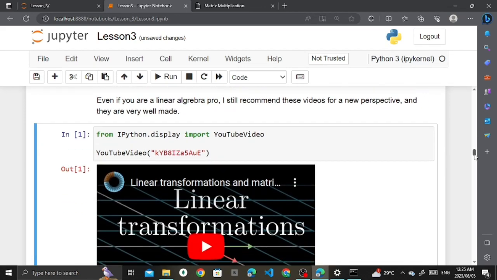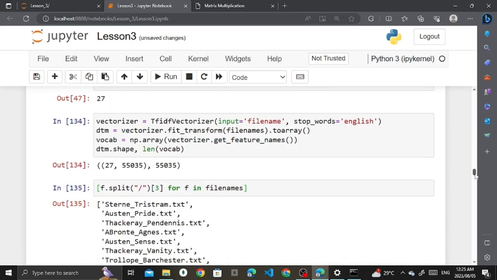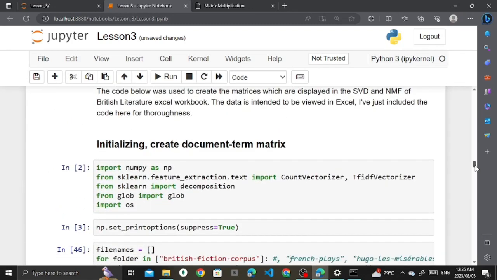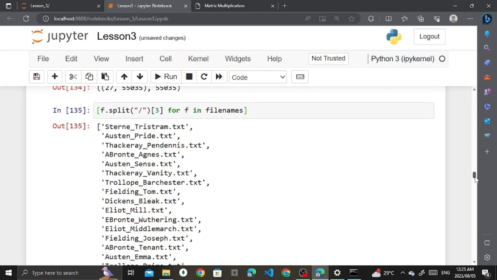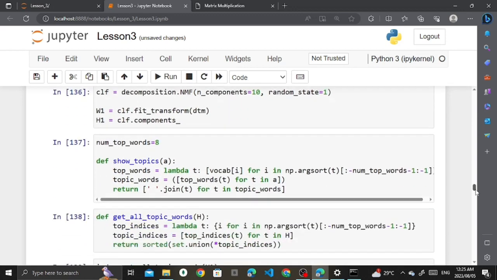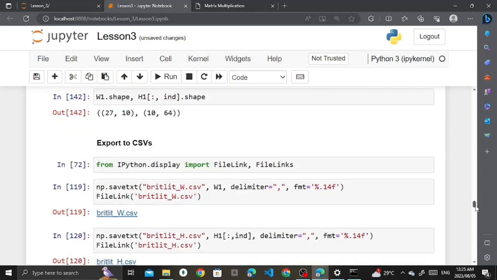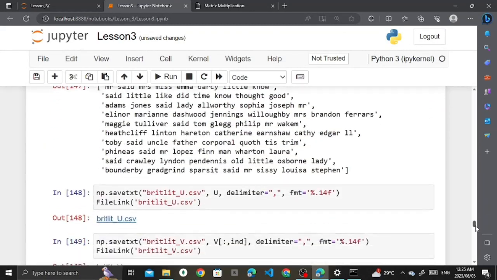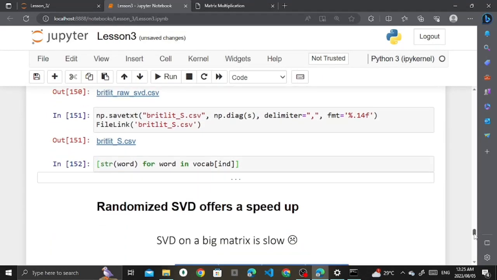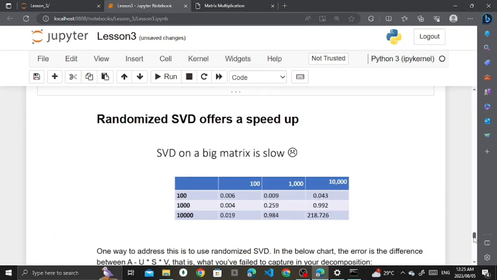I also included the code. Okay, let me show you. I also included the code for how we can transform our data in CSV files. So here is the code for NMF and SVD. You can see it's pretty simple and straightforward, so you can look at it after.